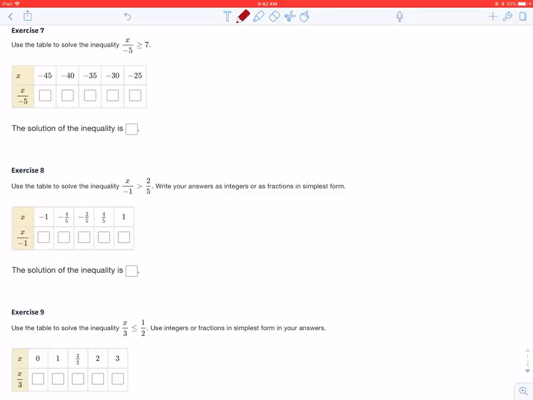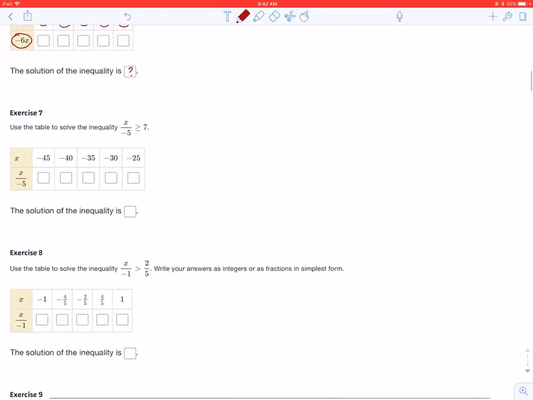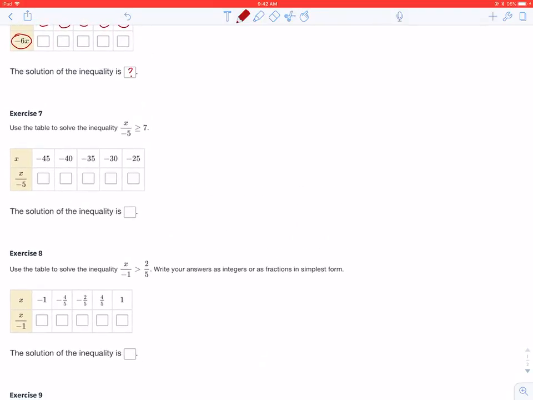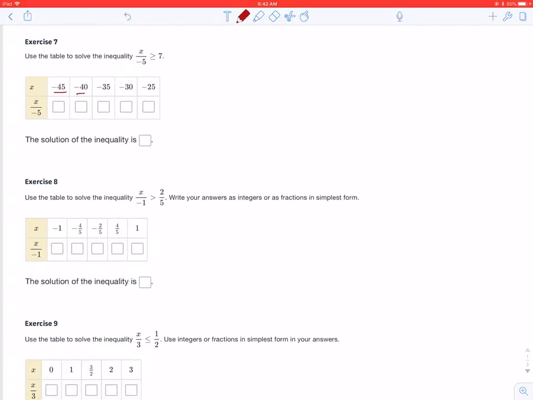Number 7 is a little different from the last 3 that we've seen. Number 7, instead of having the number like on this top one, negative 6x, which is negative 6 times x, we have here x over negative 5, or in other words, x divided by negative 5. So what that means is that any value of x that you substitute into this expression is going to be divided by negative 5, because the value that you're substituting goes up top, so that's negative 45, over the negative 5, which is the same thing as negative 45 divided by negative 5, which becomes a positive 9.